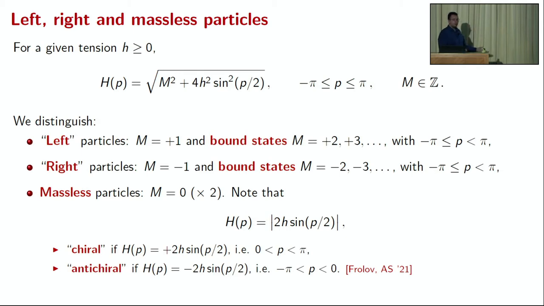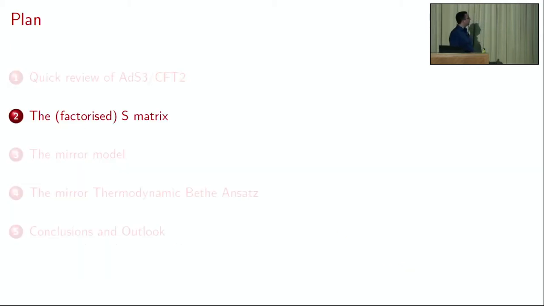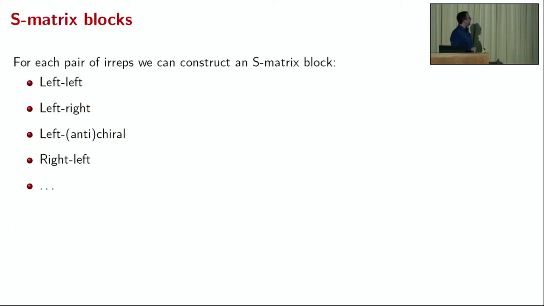And knowing this particle content, I can go and compute the S matrix. So how do I do this? Well, I pick a pair of irreducible representations of my choice, for instance, two left ones. And I compute the S matrix by requiring that the S matrix commutes with the various symmetries of the theory. Or maybe I take one left and one right, or one left and the massless, chiral or anti-chiral, or one right and one left. I do all the possibilities, and I get a bunch of blocks.